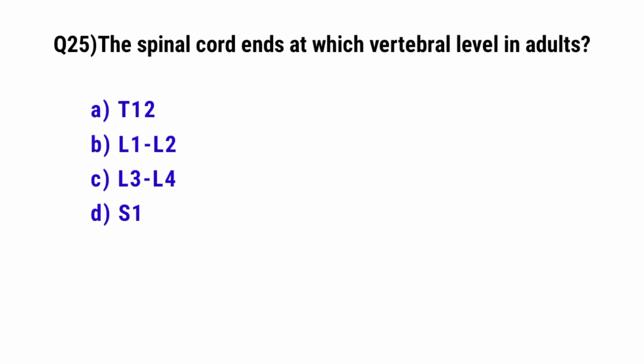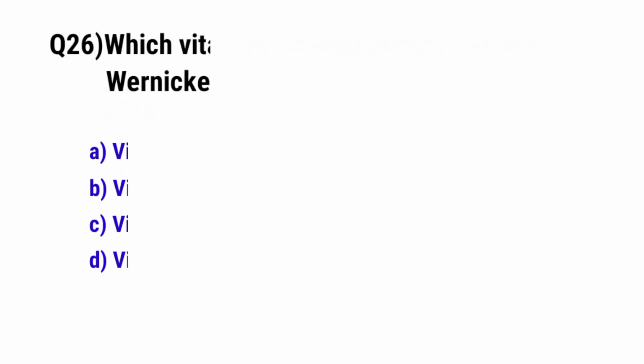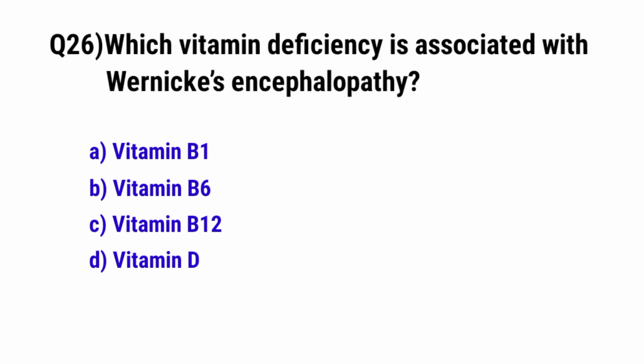Question number 25. The spinal cord ends at which vertebral level in adults? The correct option is B. L1 to L2. Question number 26. Which vitamin deficiency is associated with Wernicke's encephalopathy? The correct option is A. Vitamin B1.